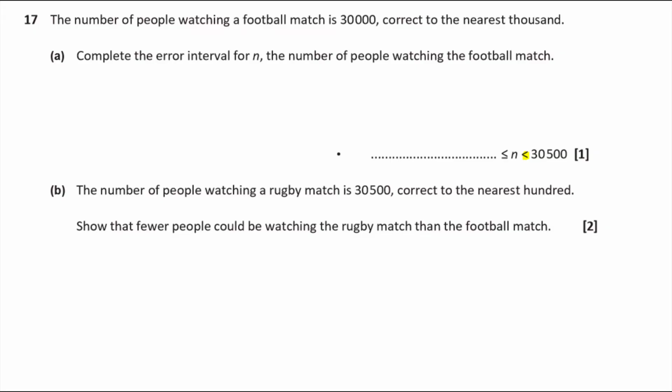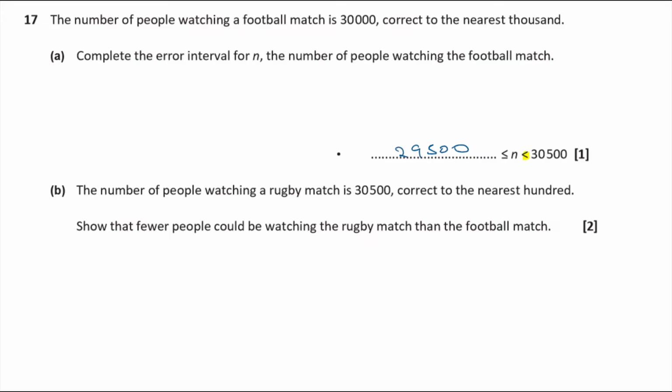And anything that is bigger than 29,500 is going to be the lower bound, then, isn't it? That all rounds up to 30,000 as well. So the number of people watching a rugby match is 30,500, correct to the nearest 100. Show that fewer people could be watching the rugby match than the football match.